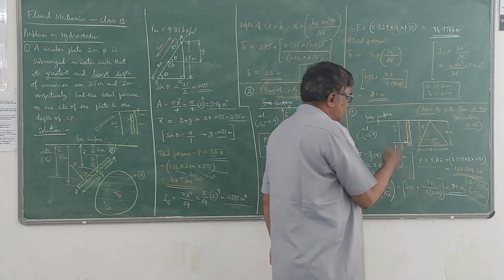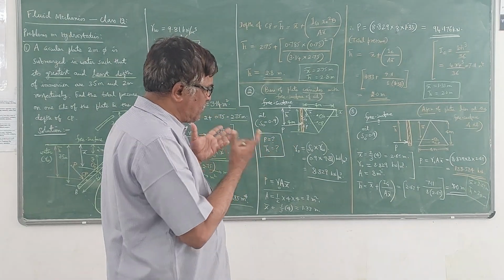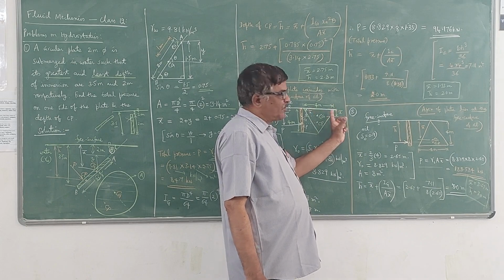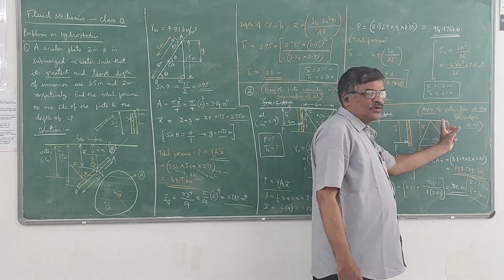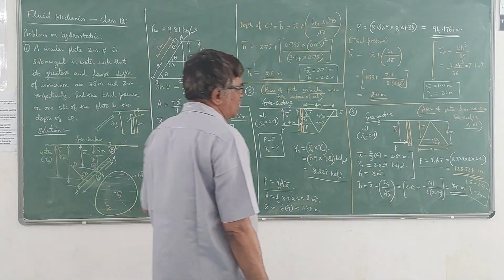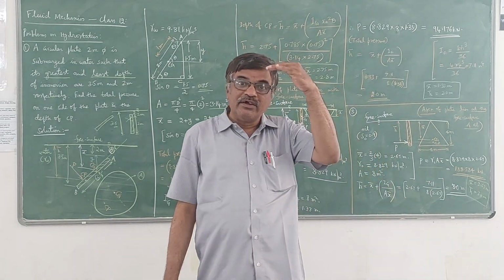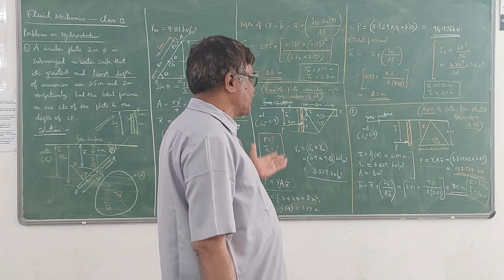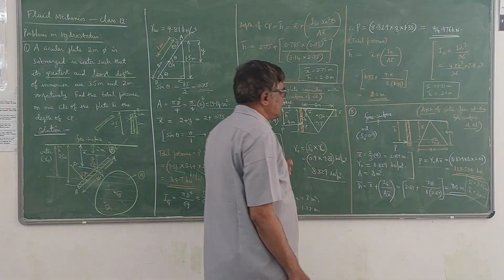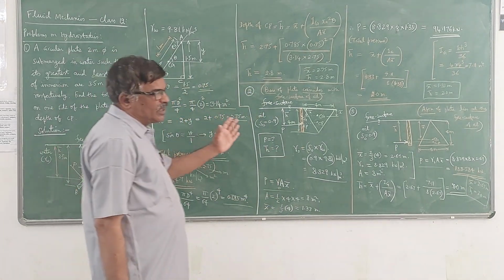So just by orienting the position of the plate, the same plate, but here the base is coinciding with the free surface, and here the vertex is coinciding with the free surface. Please note that the distances X bar, Y bar and H bar are measured from the free surface. If it is coinciding with the free surface, then from that point only we have to measure. So this is how we can solve problems on inclined surface and vertical surface.